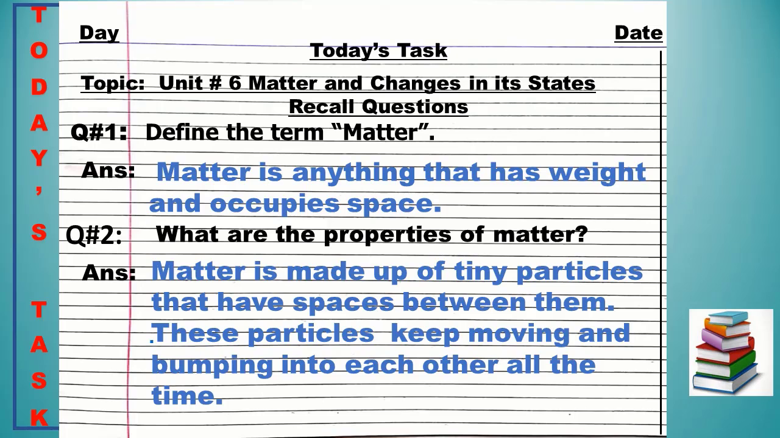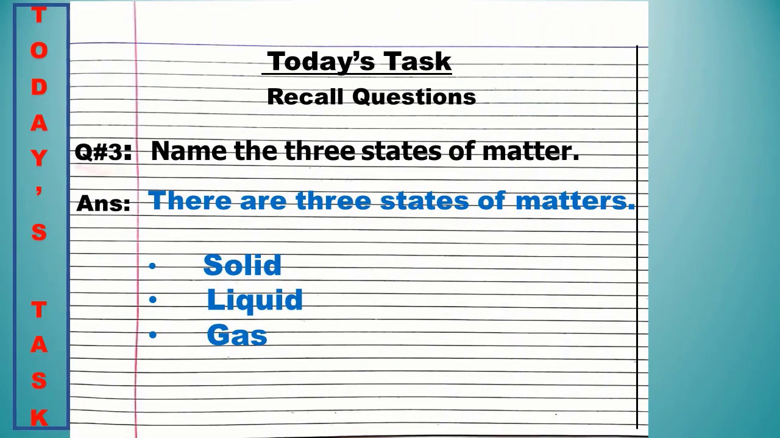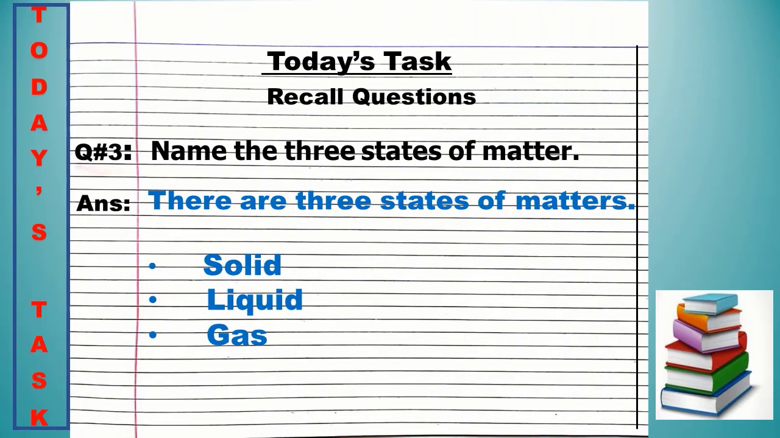Question number 2. What are the properties of matter? Matter is made up of tiny particles that have spaces between them. These particles keep moving and bumping into each other all the time. Question number 3. Name the 3 states of matter. There are 3 states of matter: solid, liquid and gas. Dear students, you have to write down this work in very neat handwriting on the notebook that has been provided to you at the start of the session.